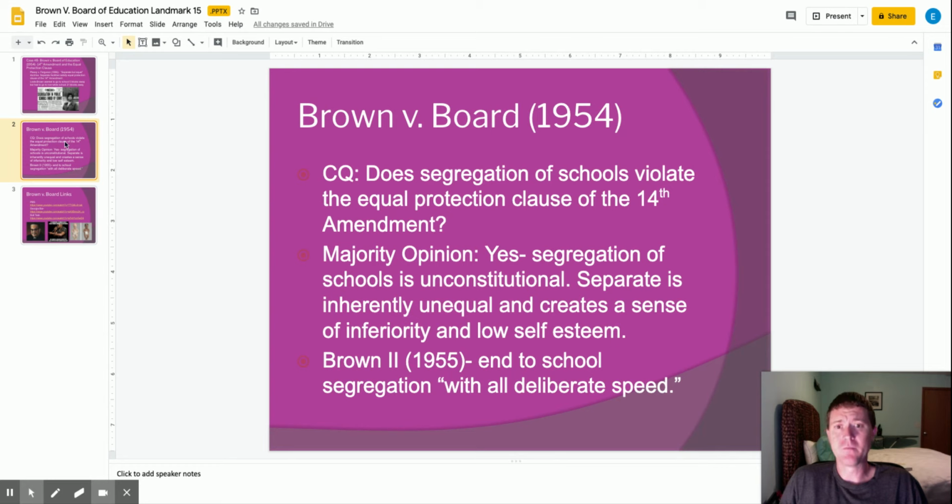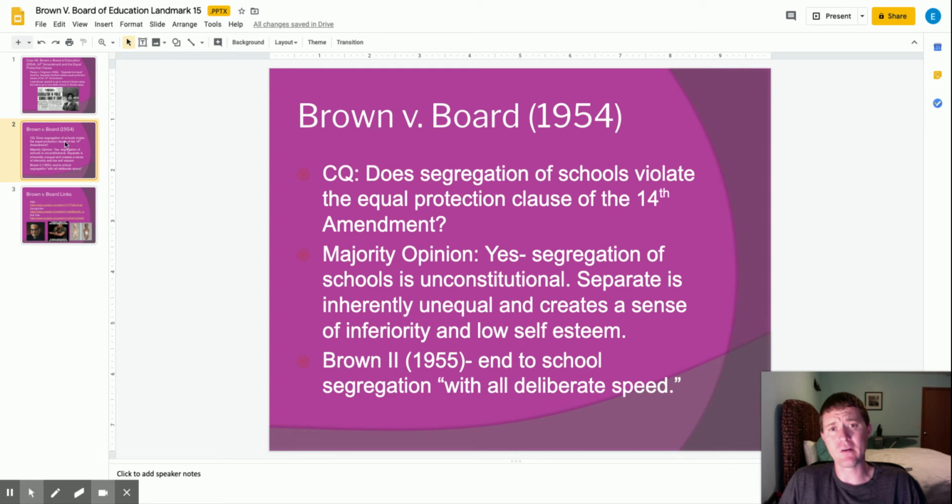In the case, the Chief Justice of the court is Chief Justice Earl Warren. One of the lawyers in the case is Thurgood Marshall, who becomes a Supreme Court justice later on. So you've got a lot of big figures here. In this case, they say, yes, segregation of schools is unconstitutional, and it violates the 14th Amendment Equal Protection Clause. Separate is inherently unequal. We all know why it was created. It was created to discriminate against African Americans. That's why it was there.